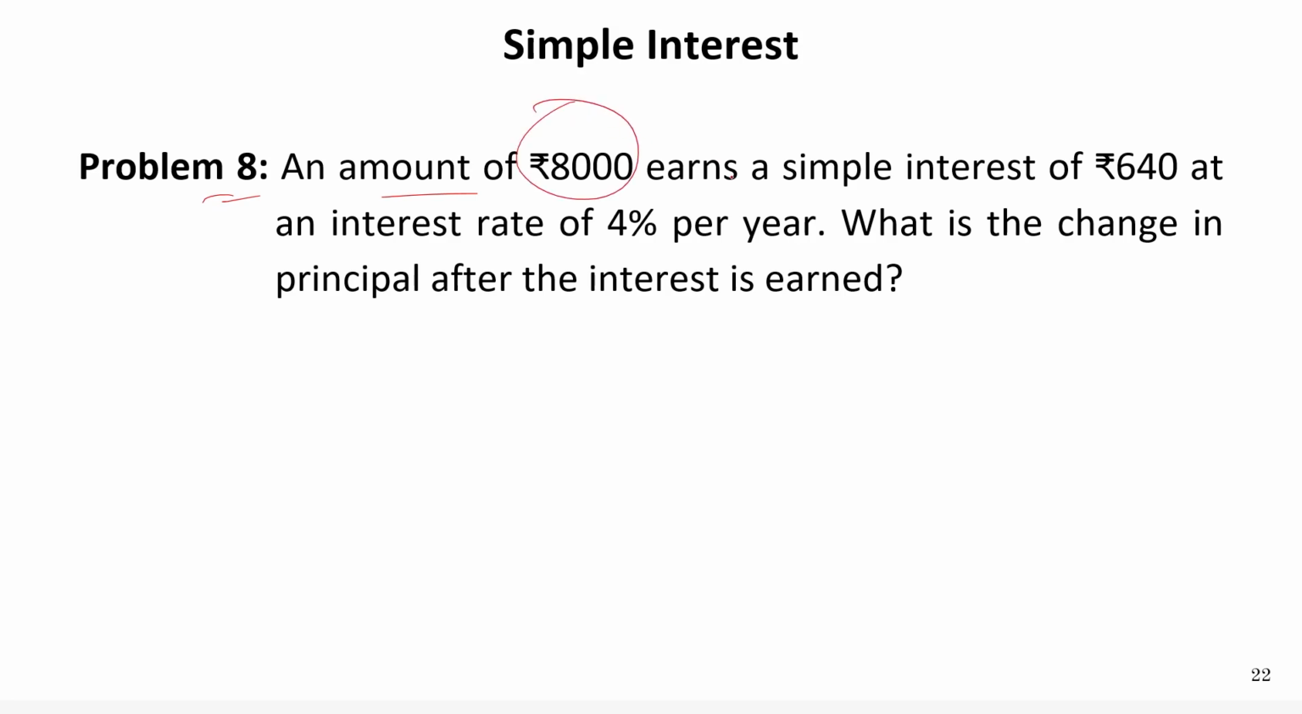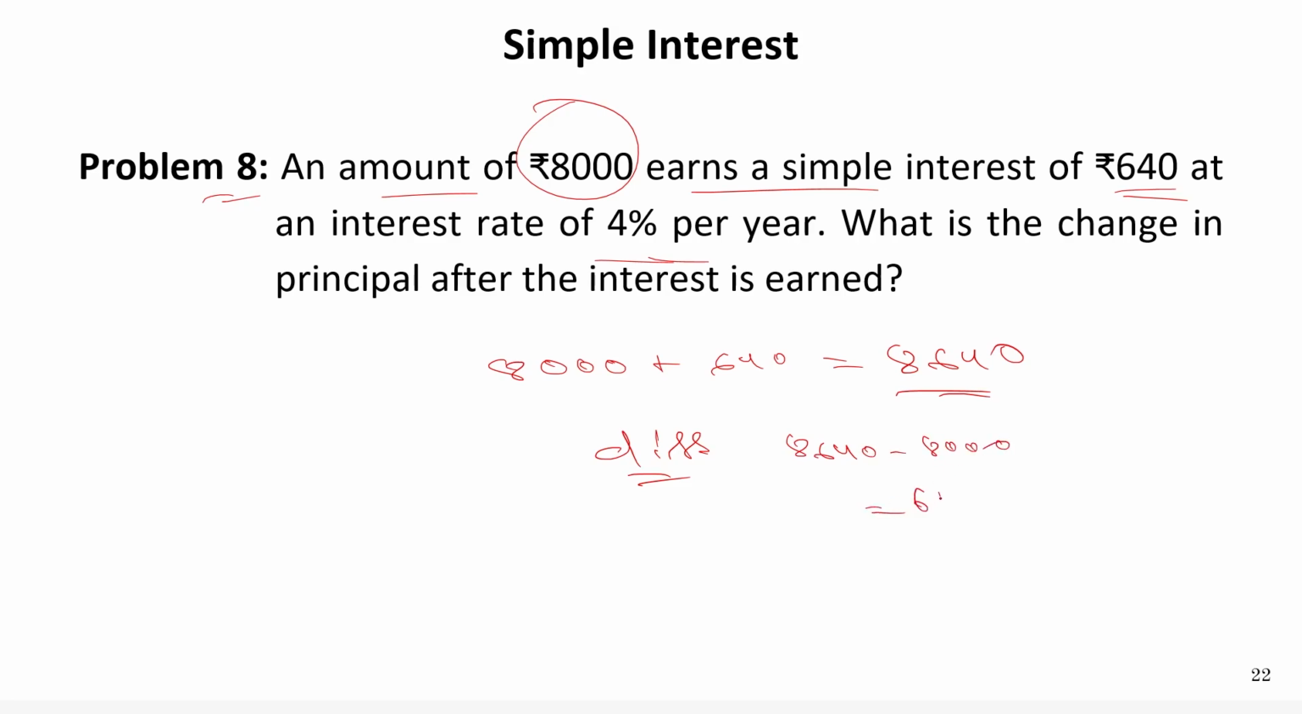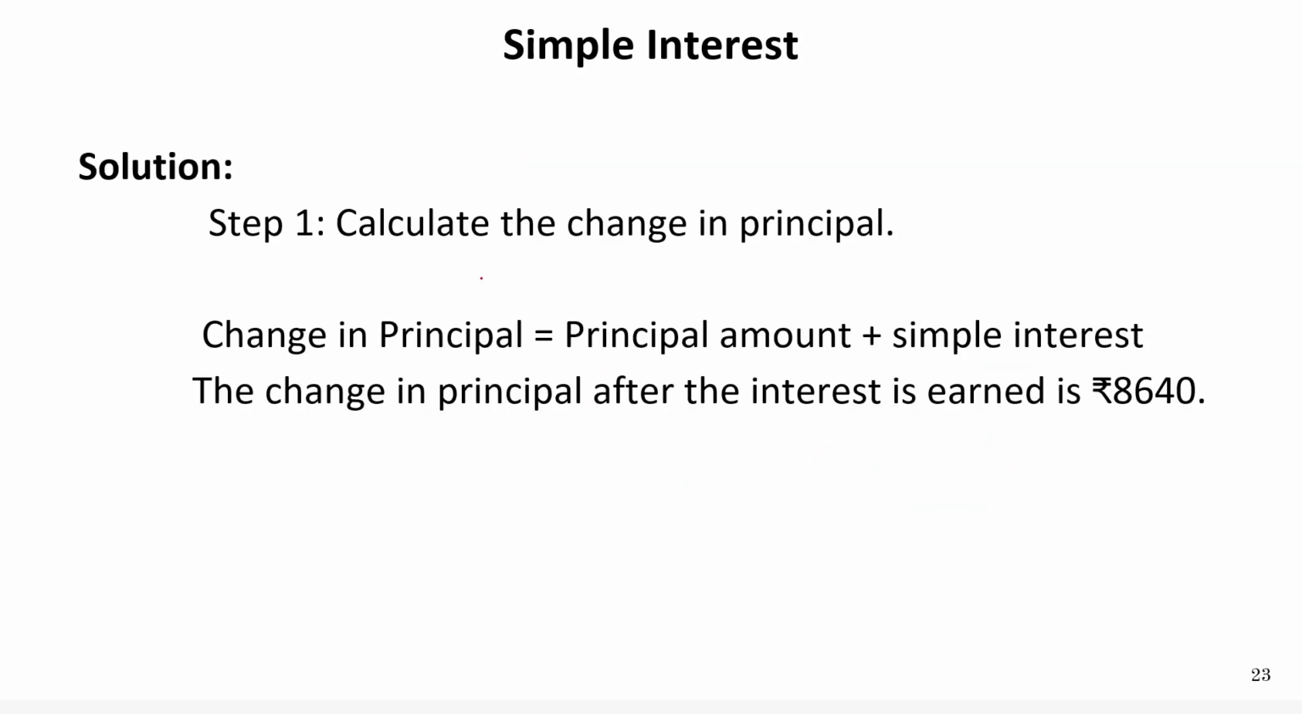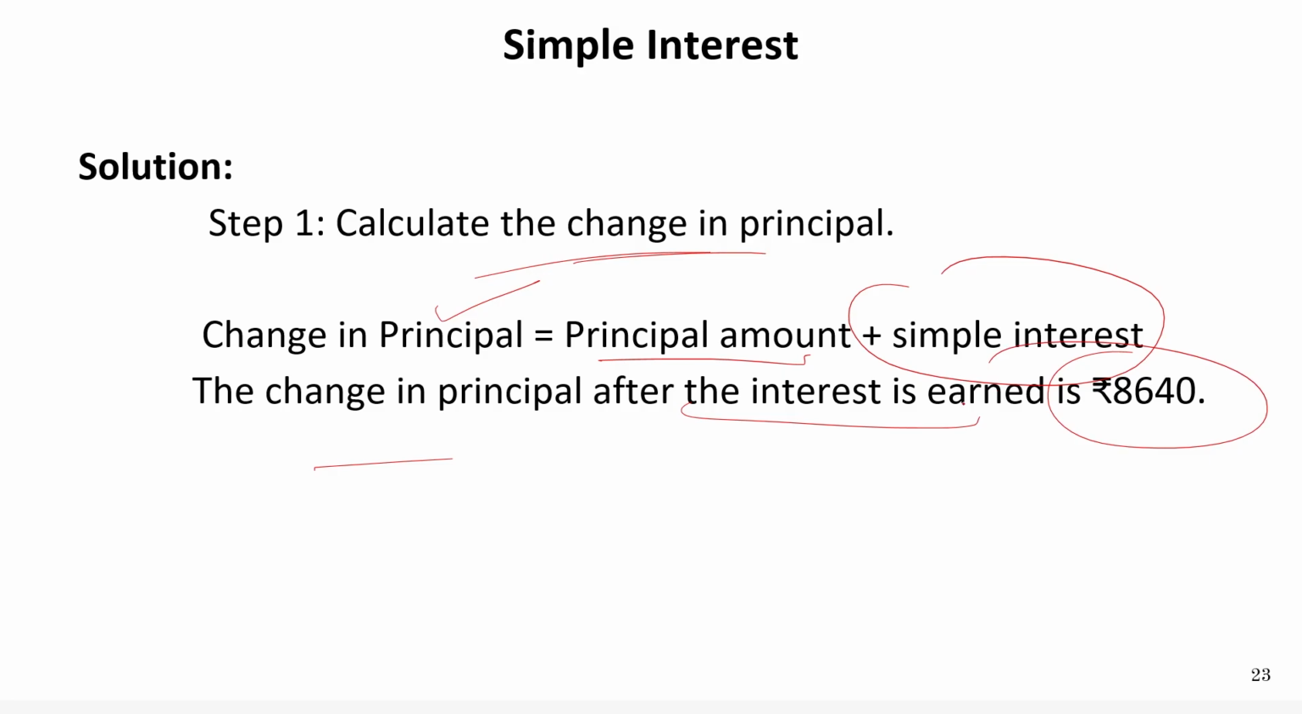An amount of 8,000 earns a simple interest of this much amount at an interest rate of this much. What is the change in principal? So change in principal is equal to principal value, original principal value, plus the interest earned, that is 640. This is equal to 8640. Okay, so the difference will be what? Difference is equal to the changed value minus original value, that is 8640 minus 8,000 is equal to 640. That is the amount of interest earned. Okay, so the changed value will be 8640. So calculating the change in principal is equal to what? Principal amount plus simple interest. So change in principal after the interest is earned is 8640.